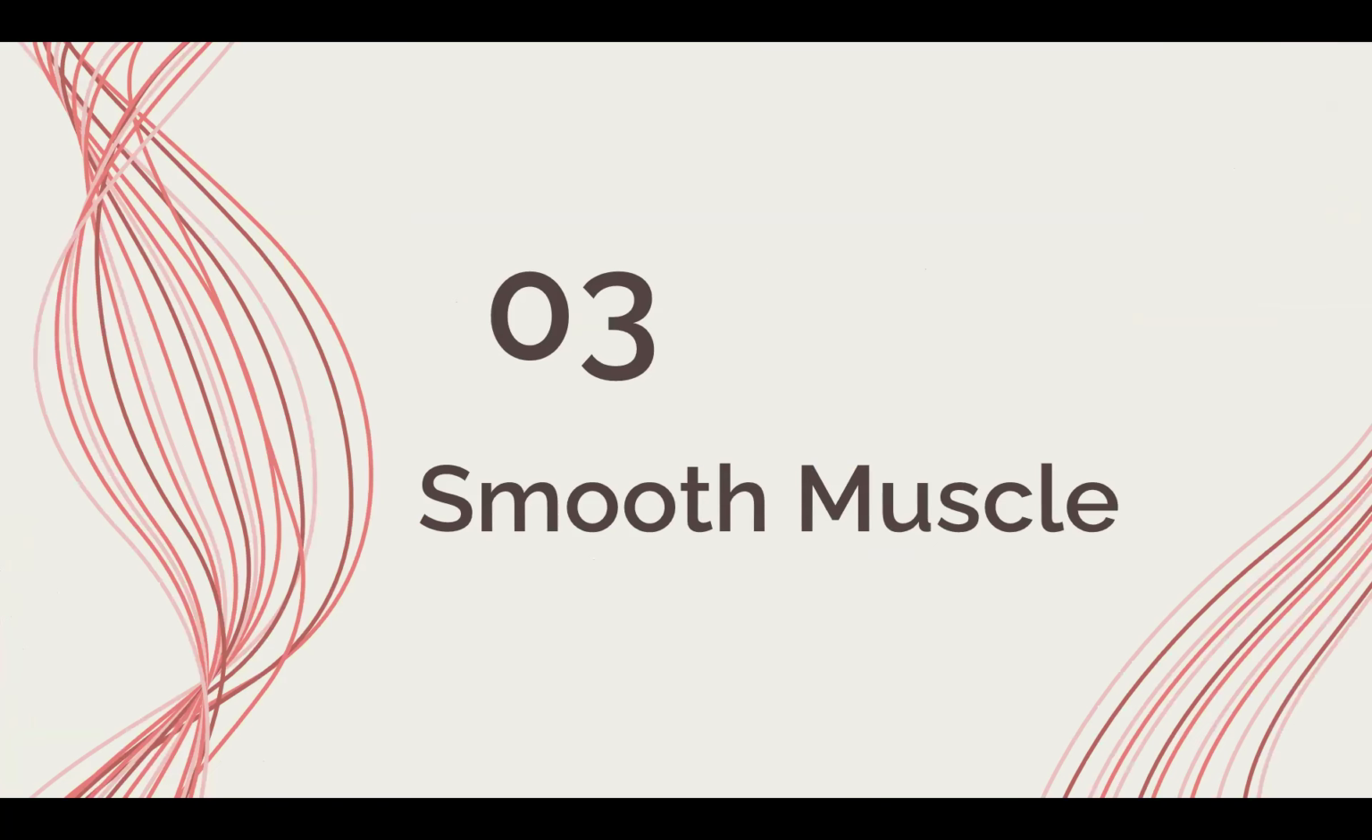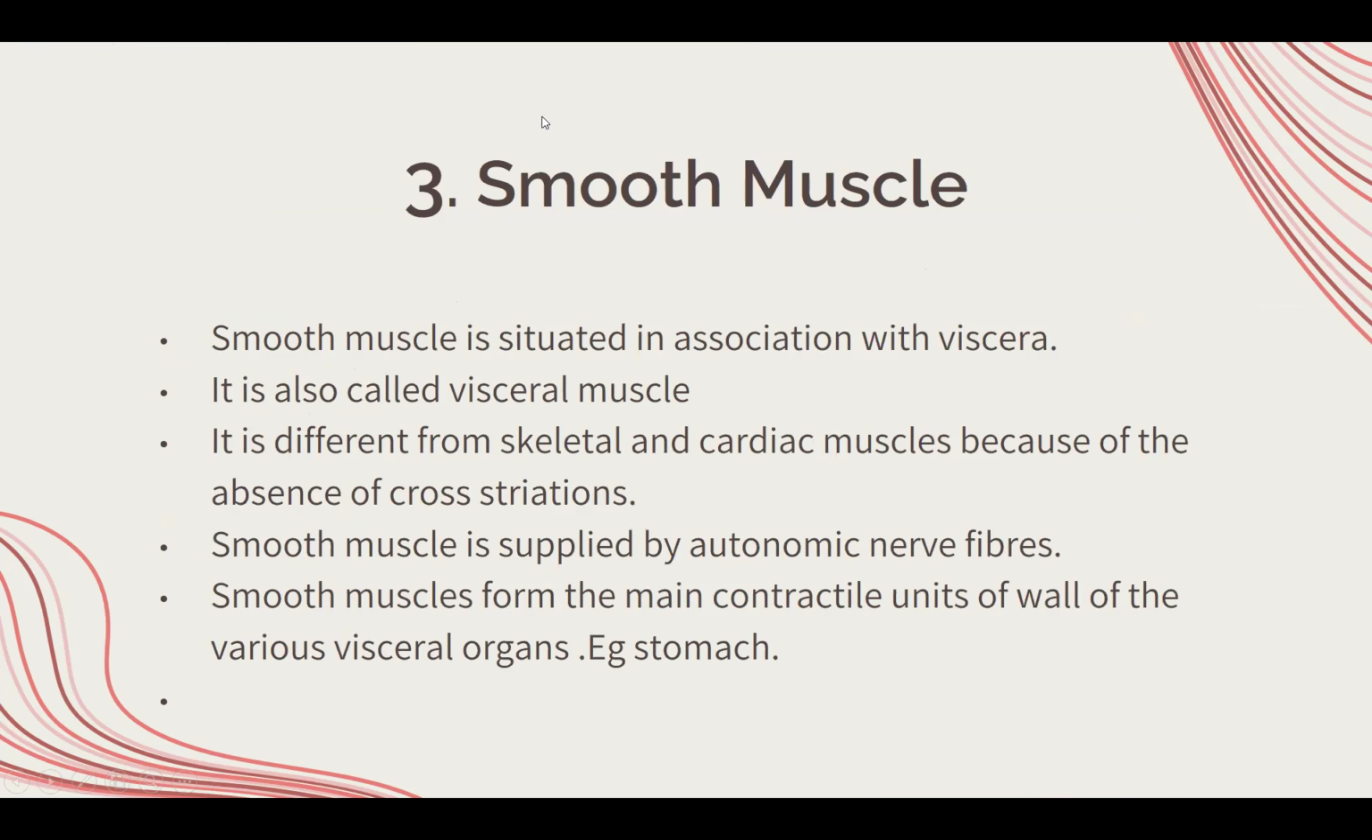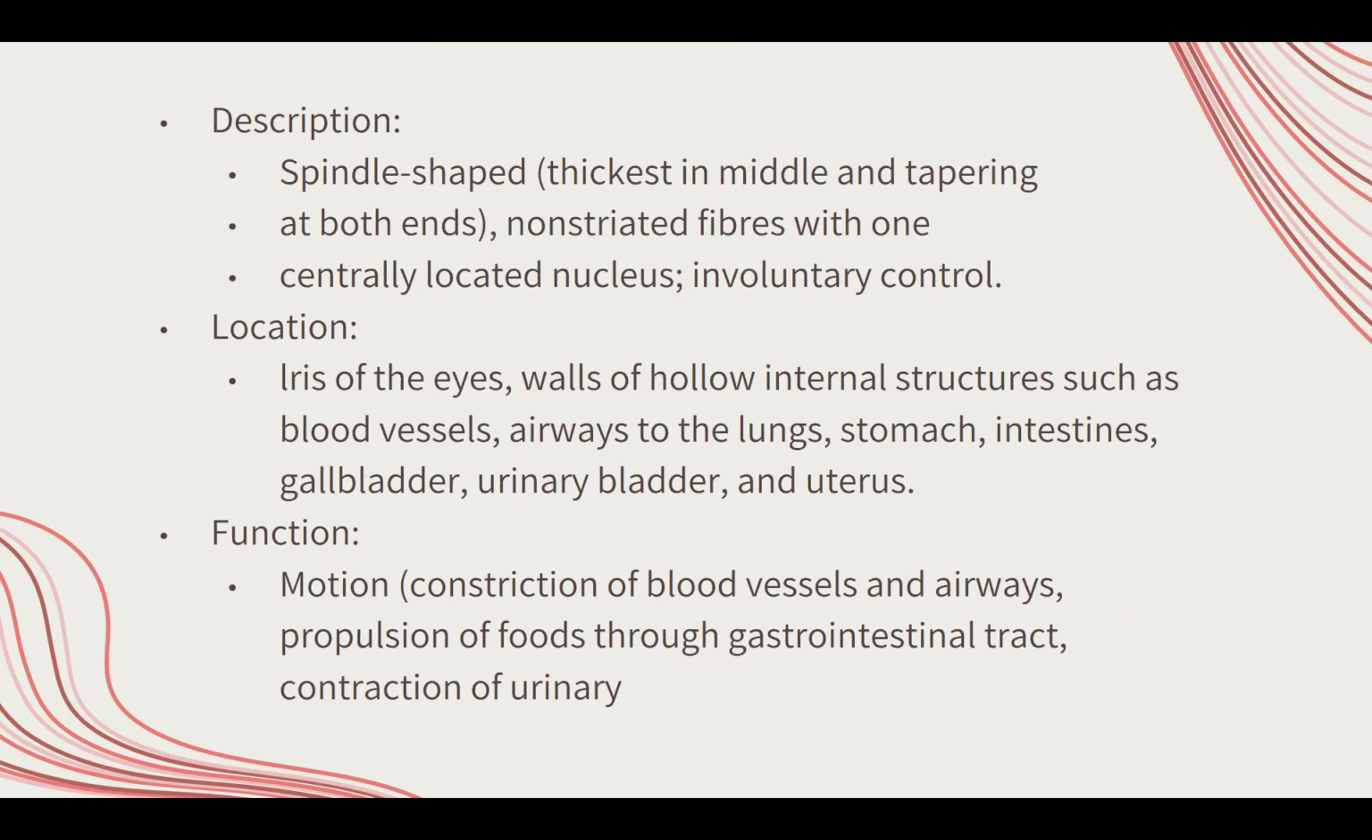Our last topic is smooth muscle. Smooth muscle is situated in association with viscera, and because of that they are also called visceral muscle. They are different from skeletal and cardiac muscles in many aspects because they don't have cross striations. Smooth muscle is supplied by autonomic nerve fibers, and they form the main contractile unit in the walls of various visceral organs, for example the stomach.